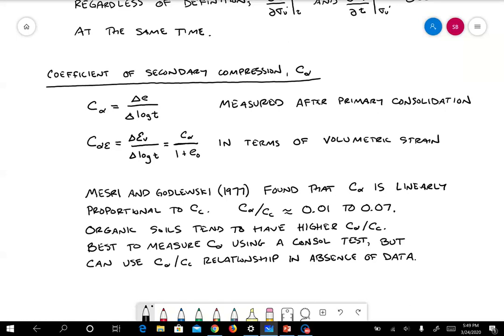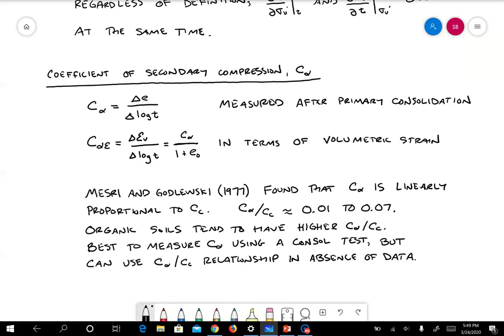There's another useful parameter that we'll use when we start estimating settlement due to secondary compression, where instead of having a C alpha, which is a change in void ratio over change in log time, we convert it to a C alpha epsilon, which is a change in vertical strain or change in volumetric strain over change in log time. When we go to settlement, what we really care about is strain. We want to integrate the strain over the layer height, and that's equal to the settlement.